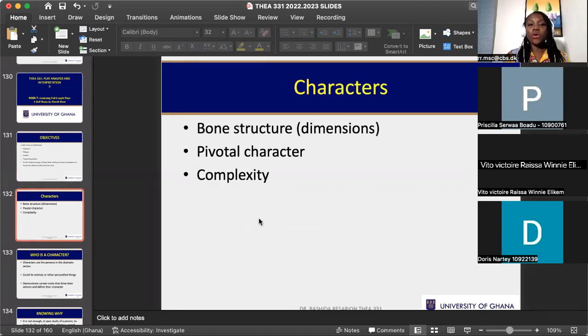All right, so for character, we'll be looking at the bone structure of a character by considering the 3 dimensions. That is the physiology, the sociology, and the psychology of a character. We'll look at who the pivotal character is, and then we'll examine complexity. What is complexity? When we say a character is complex, what does it mean?